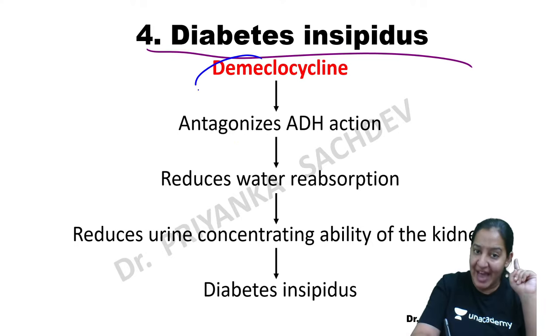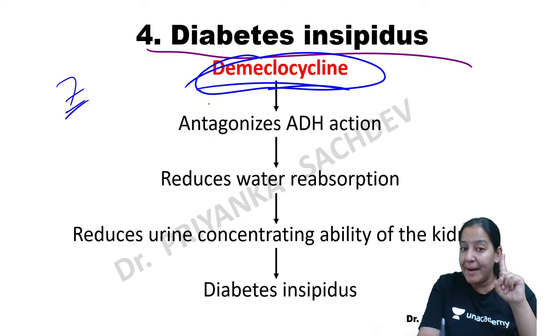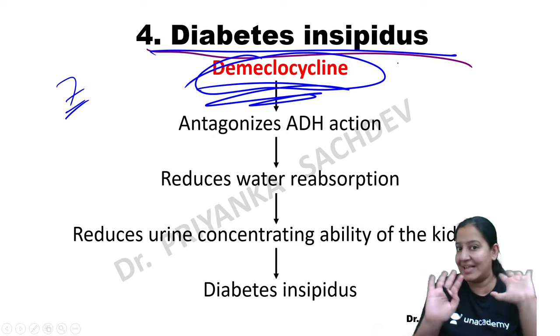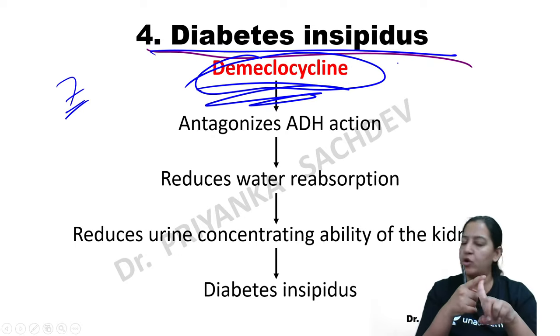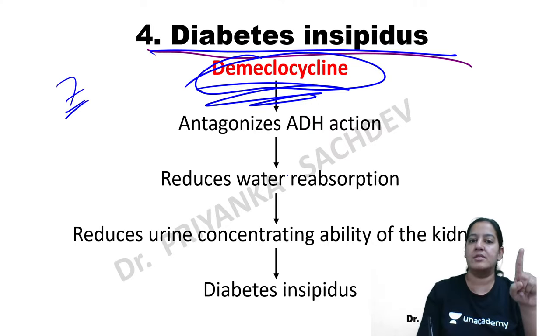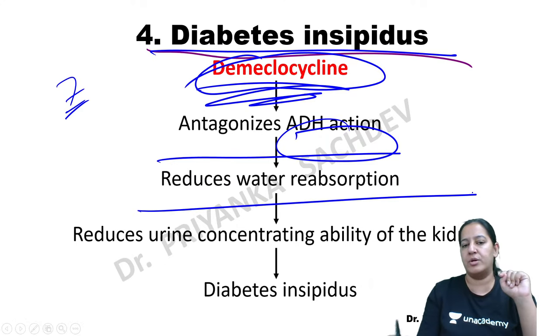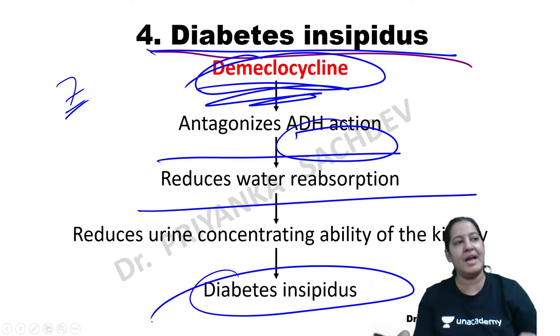So the name of that tetracycline is demeclocycline. There are seven tetracyclines. Only demeclocycline causes diabetes insipidus. No one else. Minocycline does not cause this. Doxycycline does not cause. Others do not cause. Only demeclocycline causes. It antagonizes the ADH action, right? So it reduces sodium water reabsorption. So patient has much urine, that is diabetes insipidus.